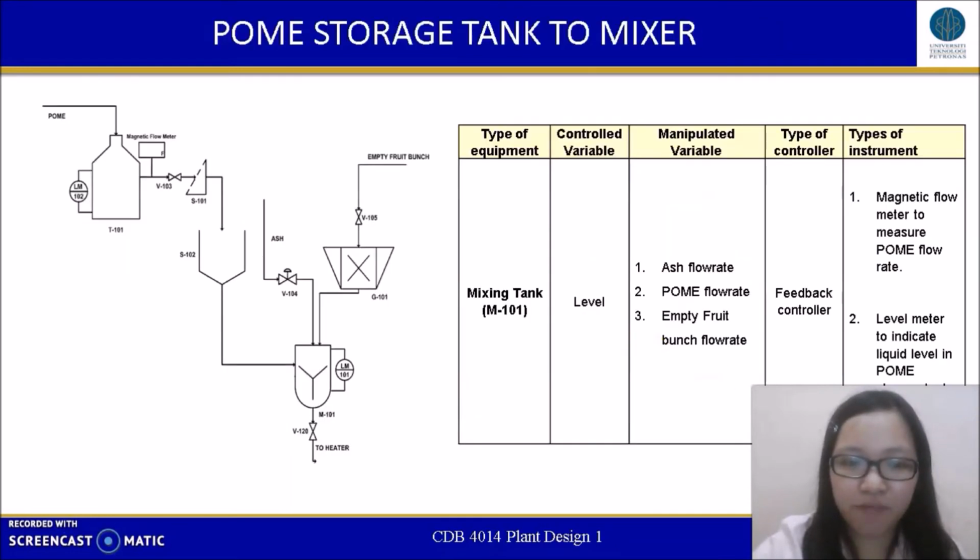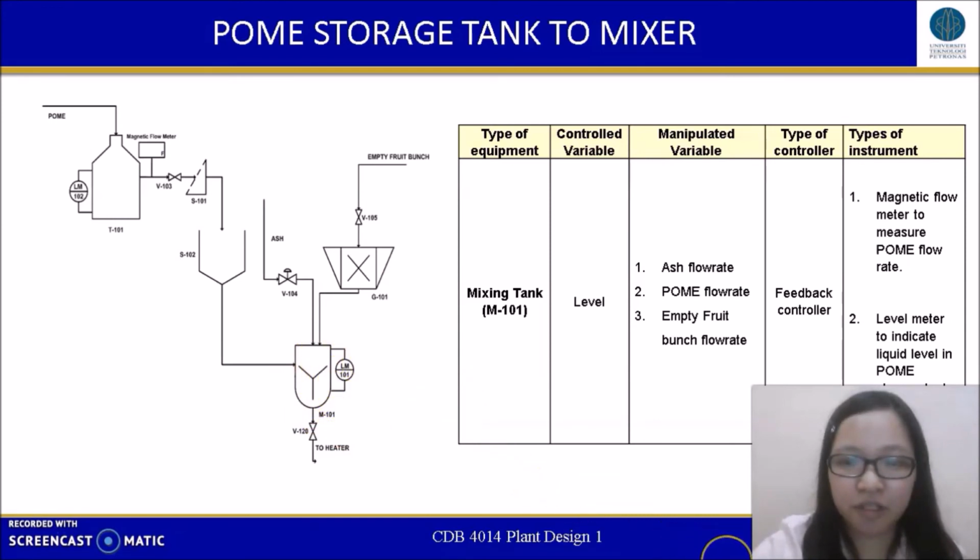First of all, we have part of this P&ID diagram starting from the pump storage tank to the mixing tank. The focus on this part is on the mixing tank. And we have 3 inlets flowing into the mixing tank, which are foam, ash, and also the anti-fruit bunch. The flow rate of these 3 are the manipulated variable, and the control variable is the liquid level inside the mixing tank.